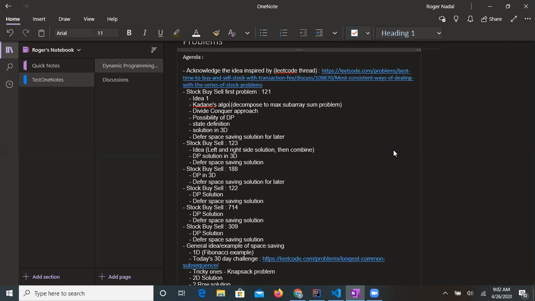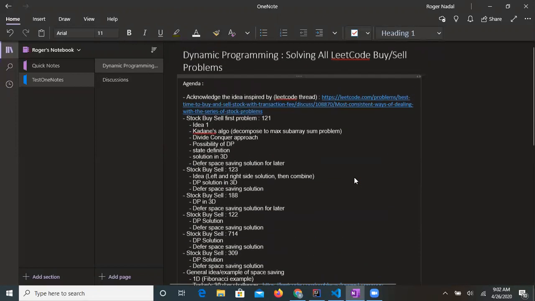Today, the plan is we will go through the 6 stock buy sell problems in Leetcode, and we will see how much we can cover today. So that's why I will first go through the agenda. I was thinking about the best way to approach different problems, and this is the idea I have come up with. We can tweak it as we go.